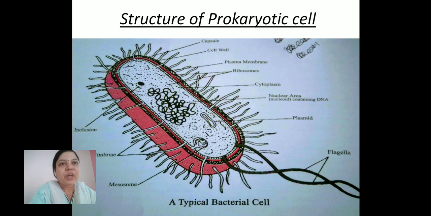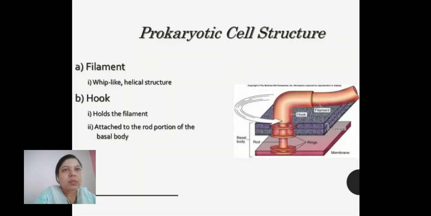Students, we are going to revise the structure of prokaryotic cell. So you all are supposed to draw this diagram in your running notes. In case of structure of prokaryotic cell, first we will study the external appendages which are present on the surface of the prokaryotic cell. So these external appendages are flagella, fimbriae and pili.